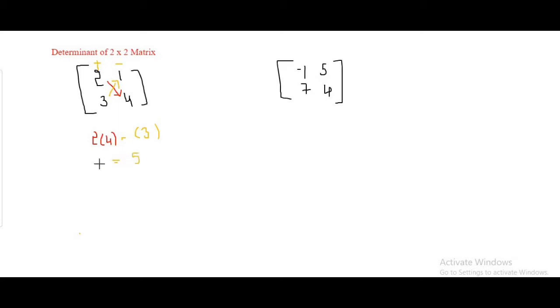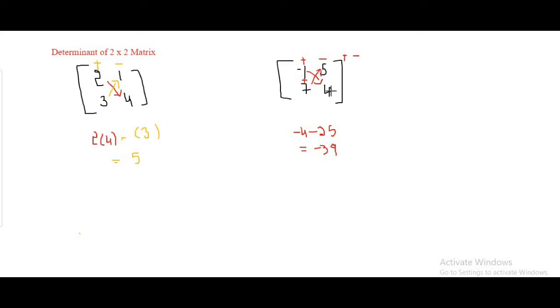For the second matrix, we do the same. We take negative 1 times 4, which is negative 4. And we take 5 times 7, which is 35. But we have to take the alternate symbol, so negative 35. Negative 35 and negative 4 is negative 39. So you have to be careful with these negative symbols. They come positive, negative. If you have more elements, like a 4 by 4 matrix, we take positive, negative again. You get the idea, right?